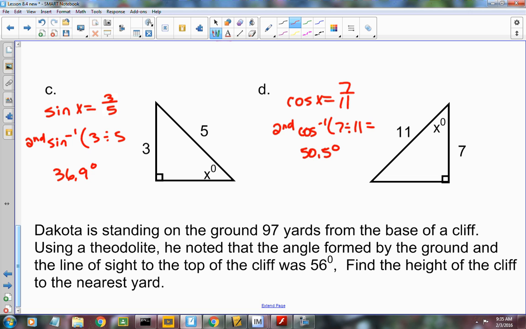Questions? Everybody get that? Everybody's getting it right on their calculator. That's the hardest part about this, making sure you plug it in right. All right, let's do one more.